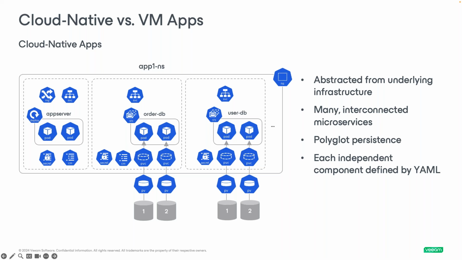Applications are designed as microservices, and each microservice provides a specific function, and it can have its own storage as well. You can run different databases and store different types of data as well. And lastly, most of the configuration is done using YAML files.